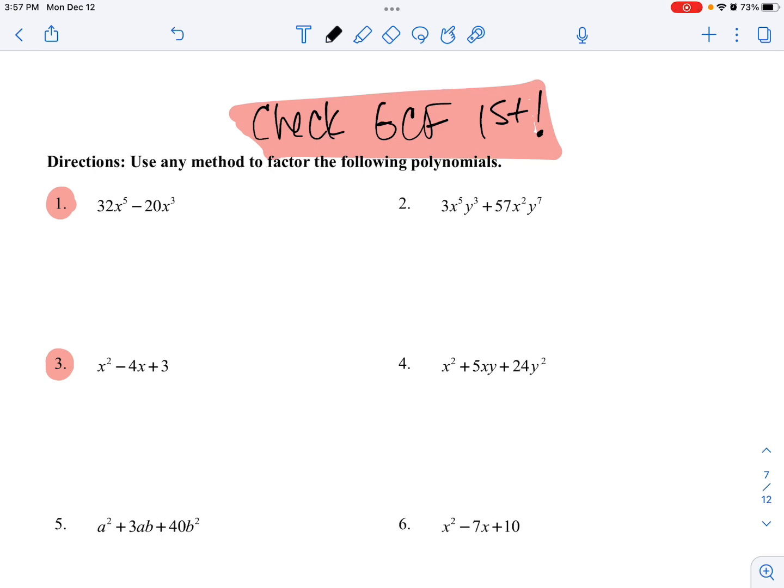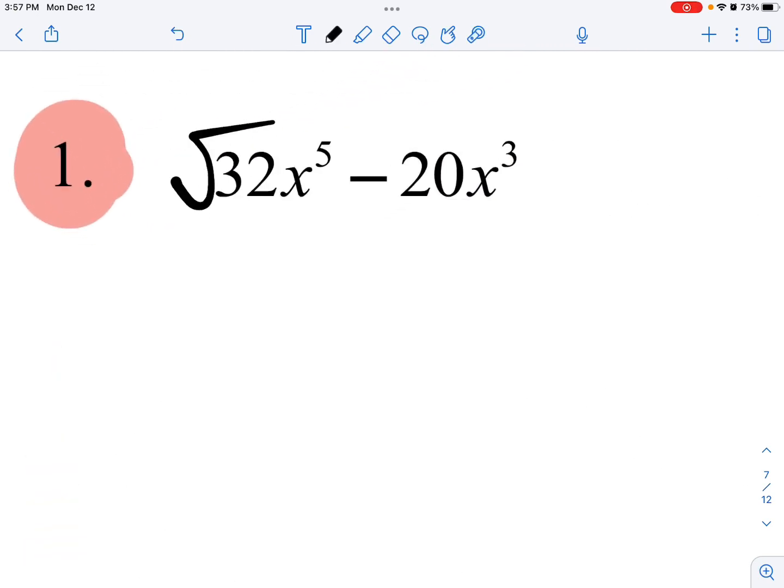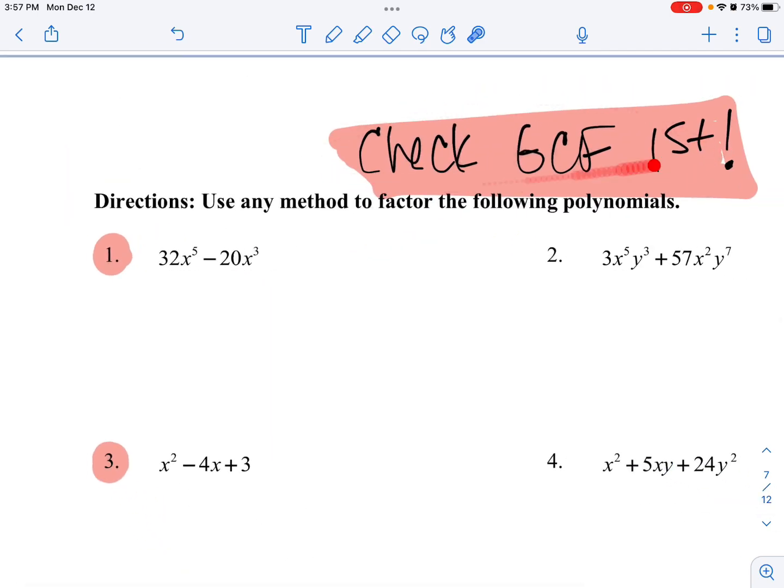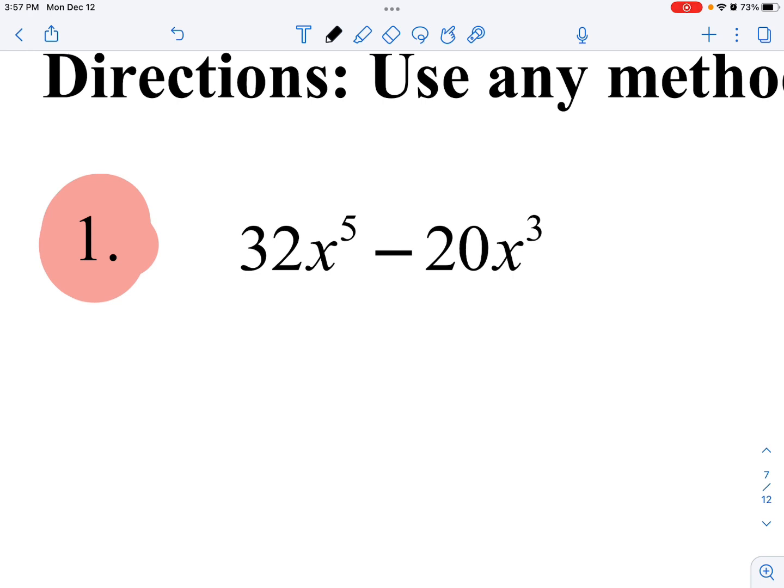So this very first one, I know what you're thinking about right away is you're going to try to square root. But I don't think we can square root 32. We can't square root 20. That's not always what you do when you see two terms. But check for a GCF, because a lot of you on the test or the quiz came up and said, I don't know how to do this one. And I said, check for a GCF. And then you went, oh, okay. That I think is what we're going to want to do.